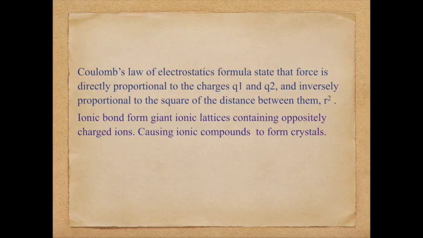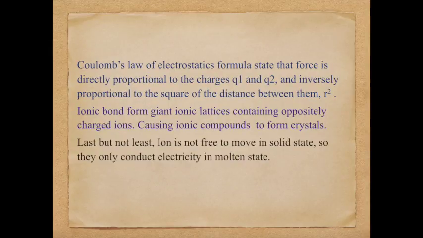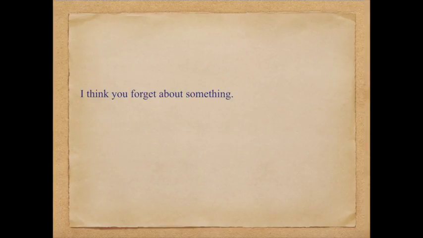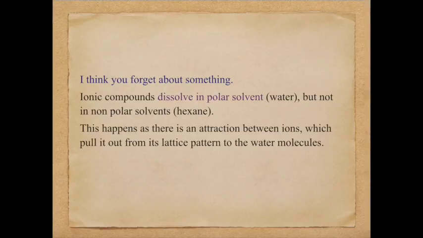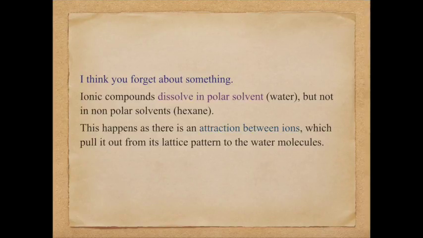Ionic bonds form a giant ionic lattice containing oppositely charged ions, causing ionic compounds to form crystals. Last but not least, ions are not free to move in the solid state, so they only conduct electricity in the molten state. I think you forgot about something. Ionic compounds dissolve in polar solvents like water, but not in non-polar solvents like hexane. This happens as there is an attraction between ions which pulls them off from the lattice pattern to the water molecules.